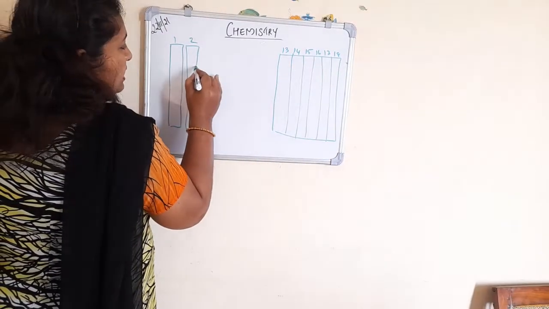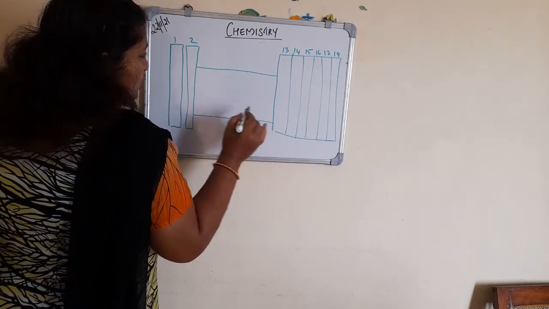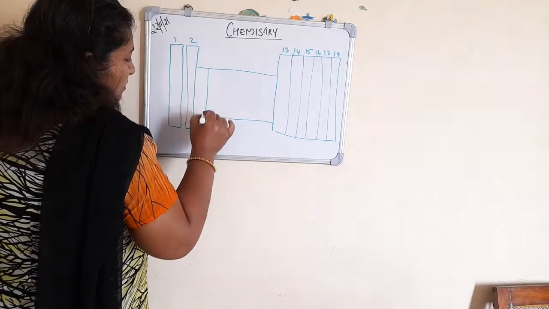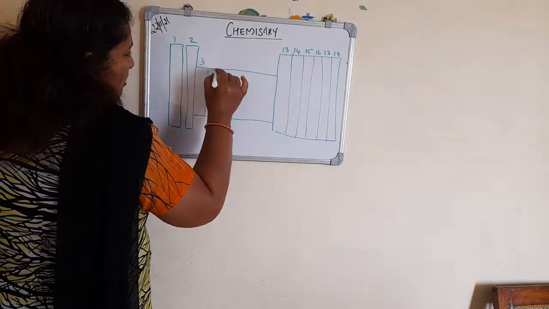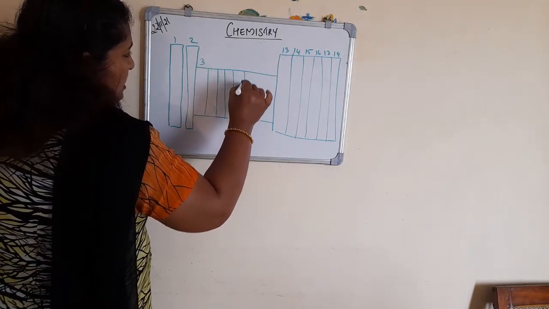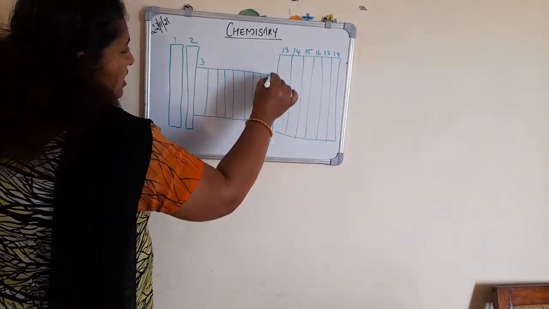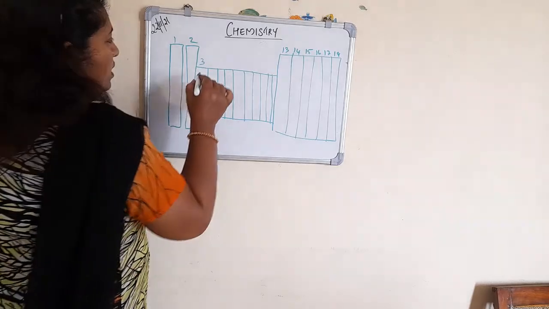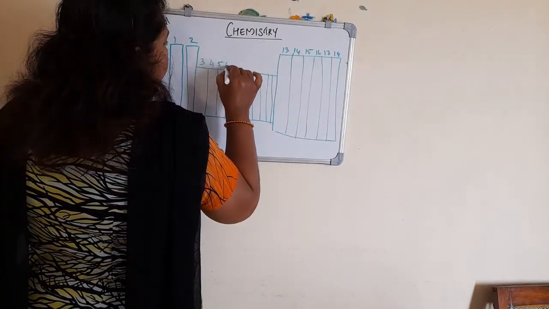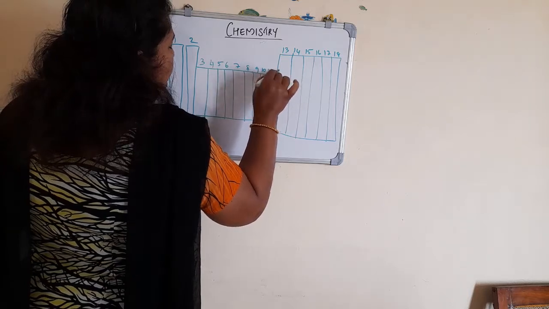Now in between them, you can see a number of elements which are arranged in between them. That is from 3 to 12: 3, 4, 5, 6, 7, 8, 9, 10, 11 and 12.